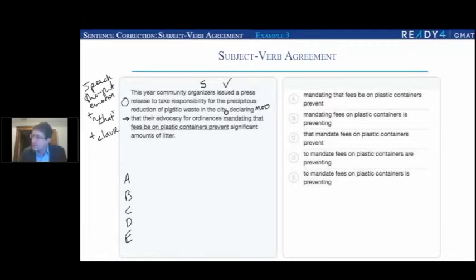So we have another subject, and this is the subject that we're going to be using for the blank, which is the word advocacy. Okay, so this is the subject, the new subject at this point in the sentence. The question for you guys is, what is the verb? What did the advocacy do, or what is it doing? The advocacy is not mandating. The ordinances are mandating. It's not what the advocacy is doing.